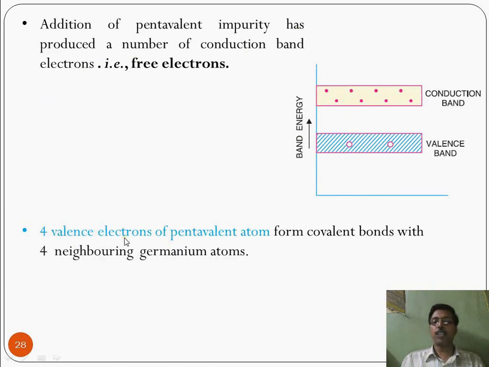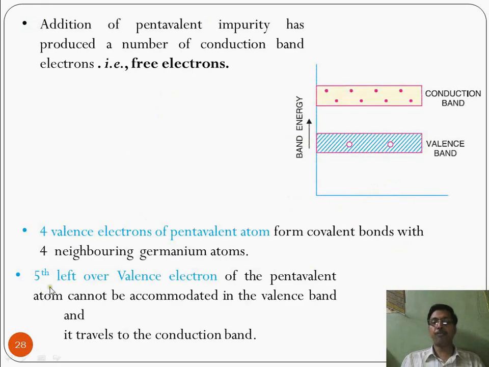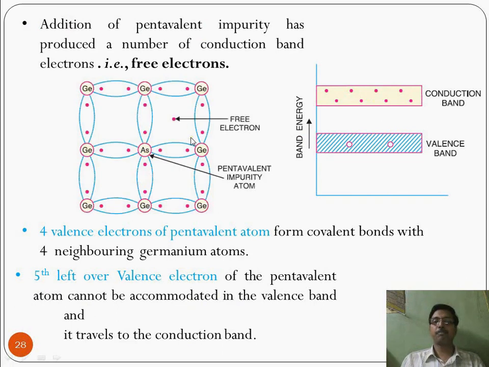Of the 5 valence electrons of the pentavalent atom, 4 form covalent bonds with 4 neighboring germanium atoms. Look here, these 4 valence electrons of the impurity are bonded with the germanium, and it leaves one electron without a bond. That one acts as a free electron here. So the fifth valence electron of the pentavalent atom cannot be accommodated in the valence band, and it travels to the conduction band. That free electron travels to the conduction band. Okay, look at this.